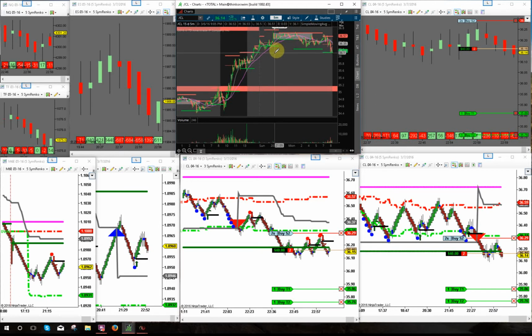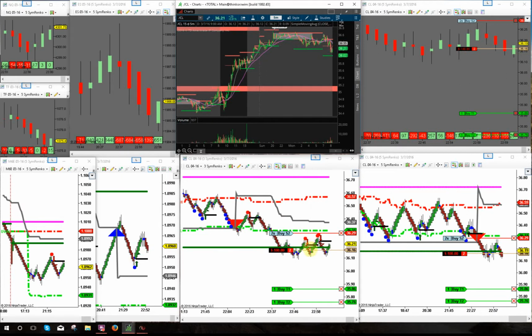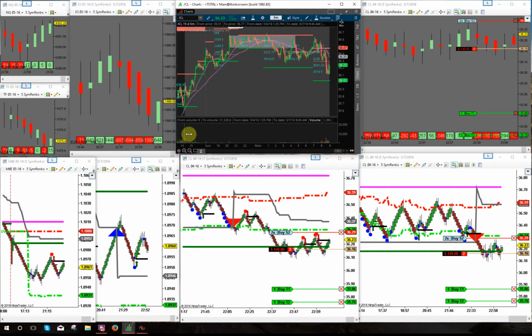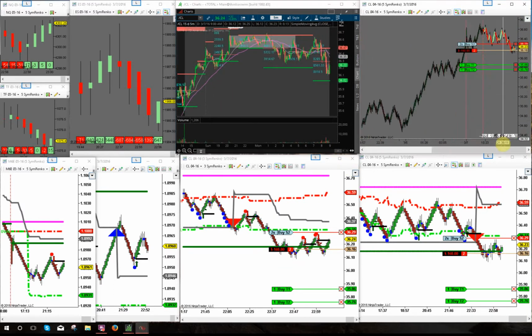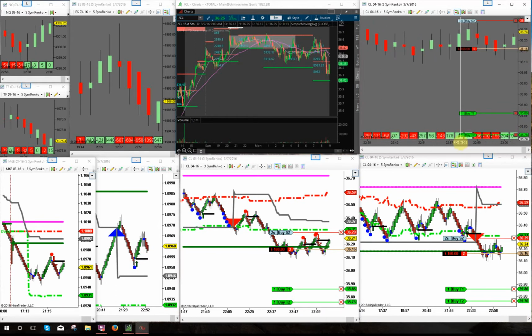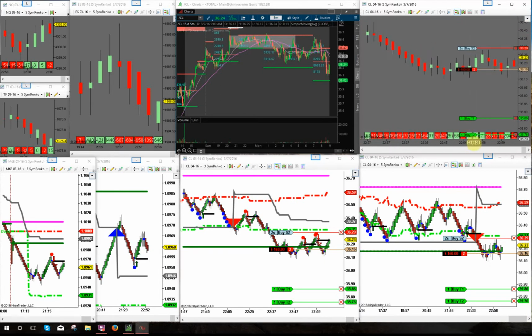As you can see, it bounced, try to push down, bounced, try to push down, and is coming back up again. So you can kind of see it here in the market delta too. There's a lot of indecision on both sides. But we'll go ahead and respect this stop.